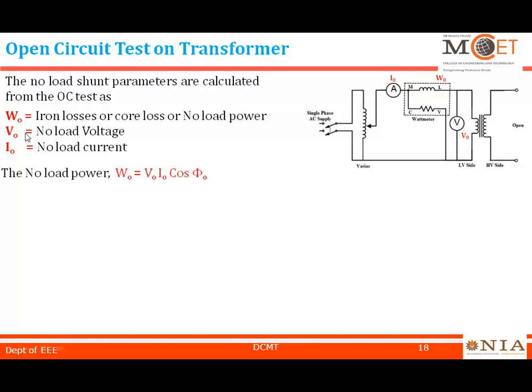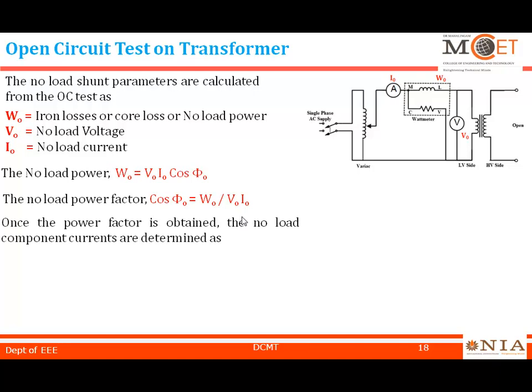So no load power W0 is equal to V0 I0 cos theta naught. We know W0, I0 and V0, so we are going to calculate cos theta naught, which is also called the no load power factor. So cos theta naught is equal to W0 divided by V0 I0. Once the power factor is obtained, the no load component currents are determined.